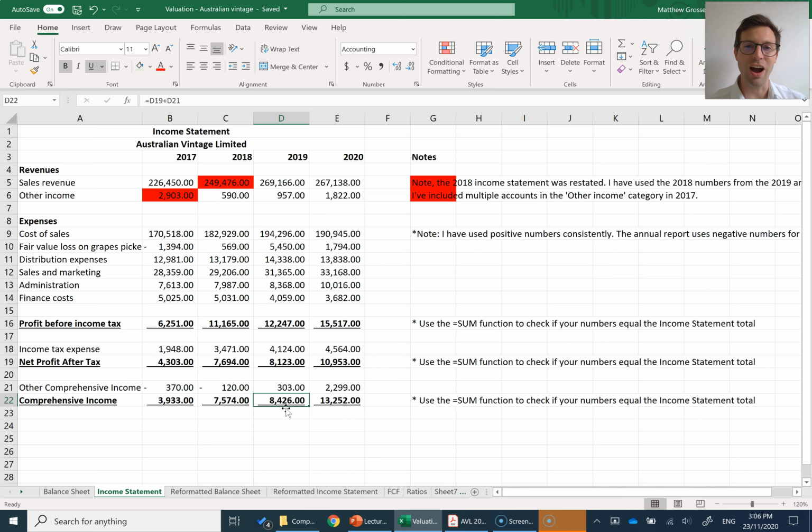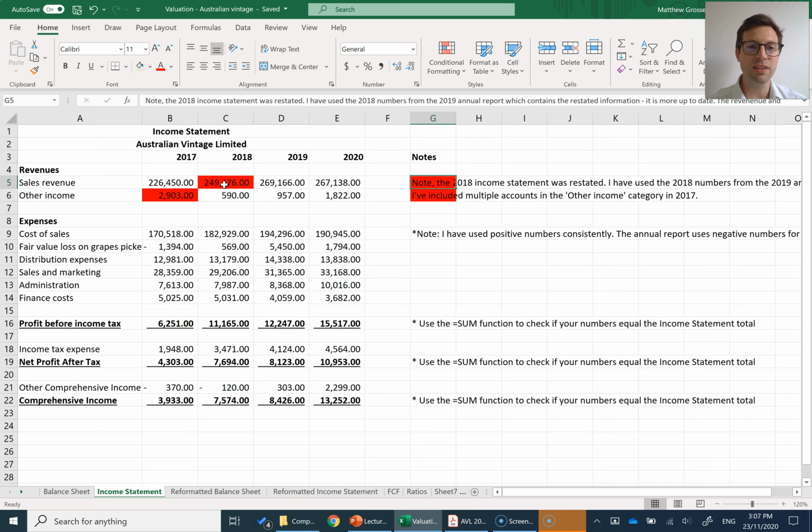In this spreadsheet, I've used a few colors to sort of draw your attention to things. So for example, here I've flagged some cells in red, and I've put some little notes here. I've said the 2018 income statement was restated. I've used the numbers from the 2019 annual report.